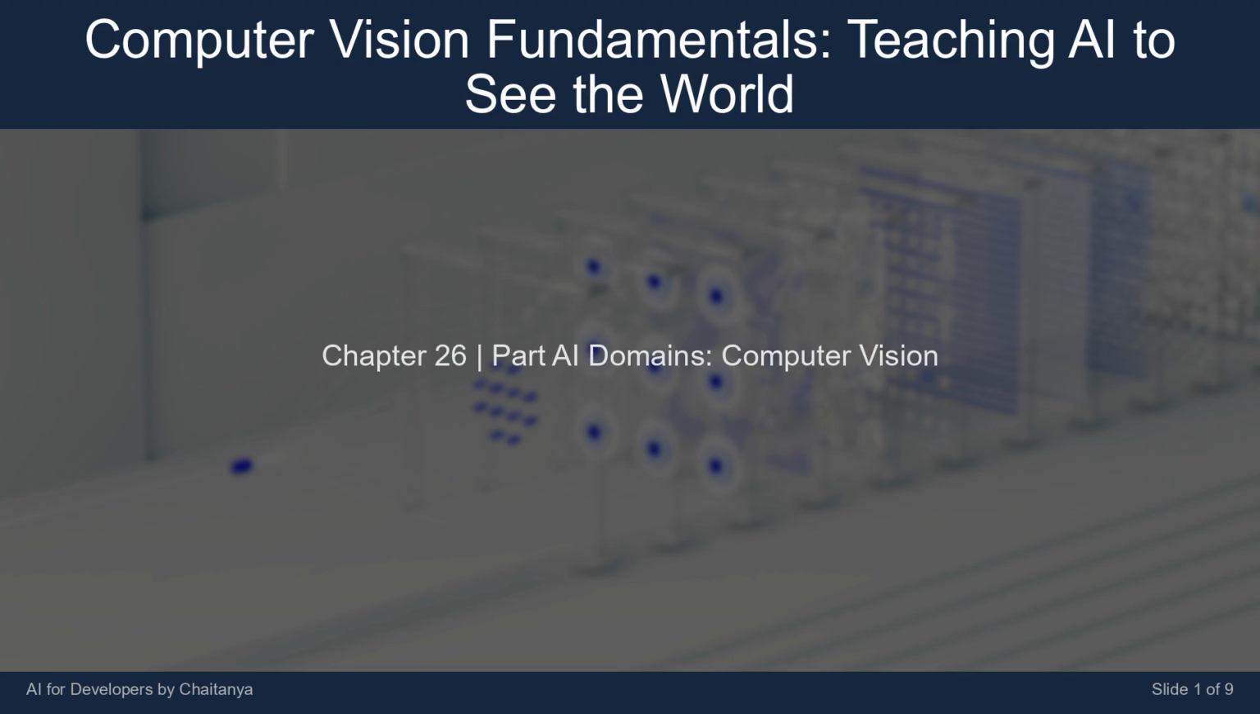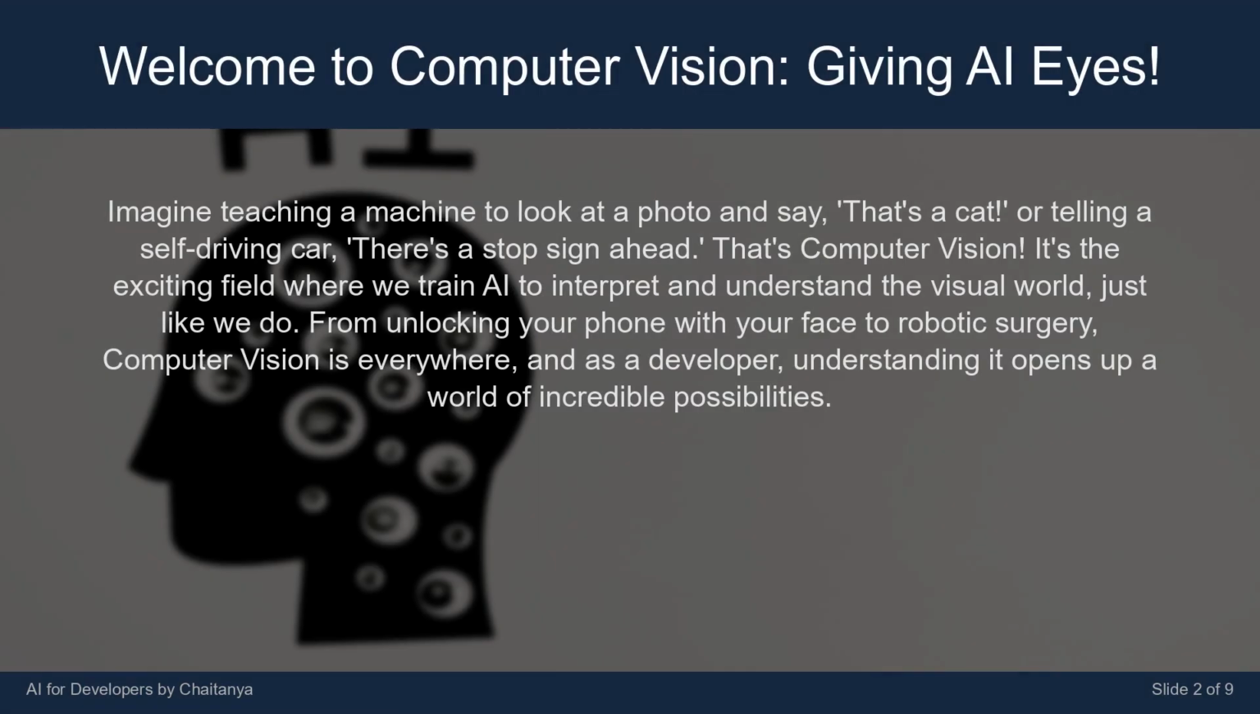Teaching AI to see the world. Imagine teaching a machine to look at a photo and say, "That's a cat," or telling a self-driving car, "There's a stop sign ahead." That's computer vision. It's the exciting field where we train AI to interpret and understand the visual world. Just like we do, from unlocking your phone with your face to robotic surgery, computer vision is everywhere. And as a developer, understanding it opens up a world of incredible possibilities.